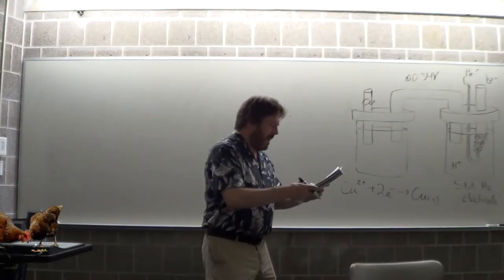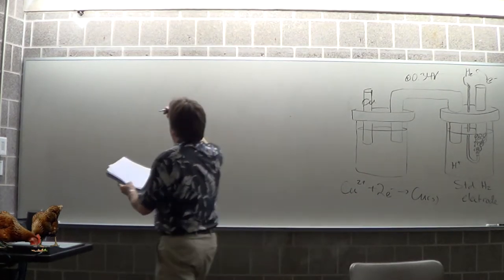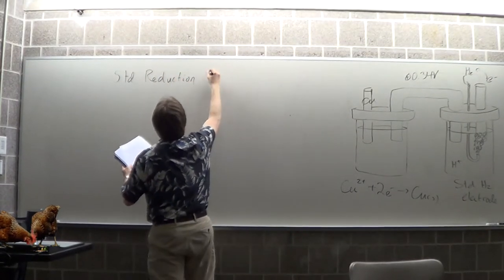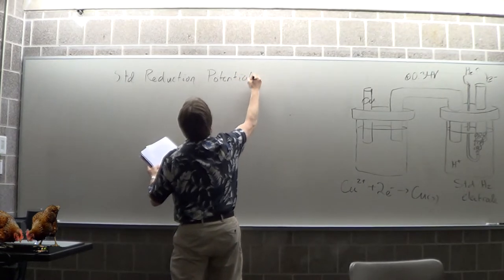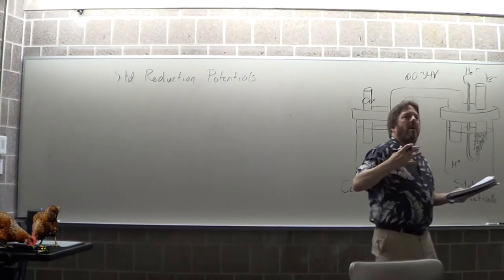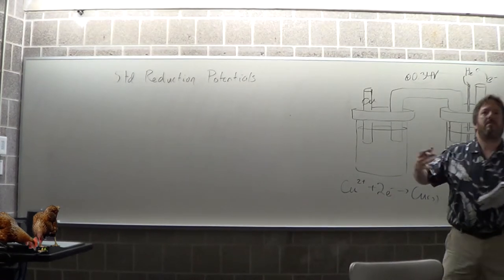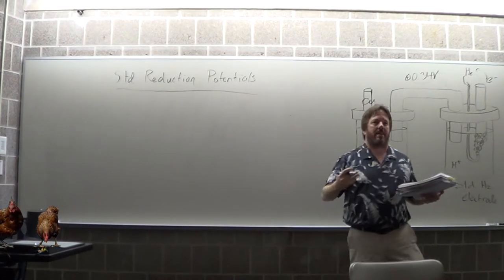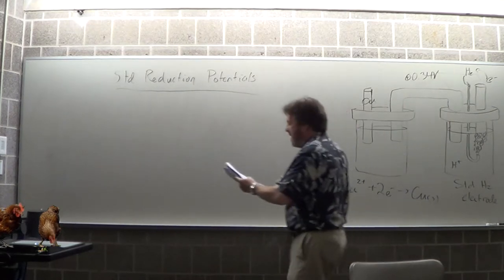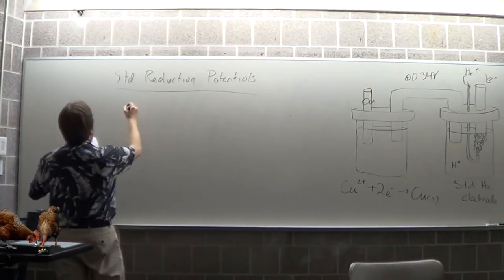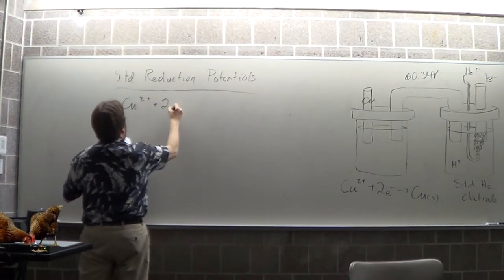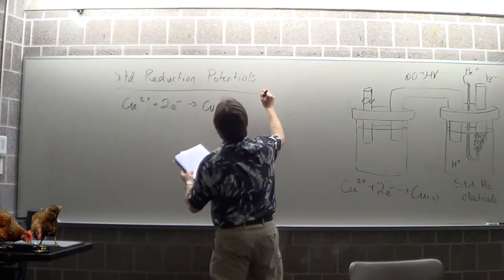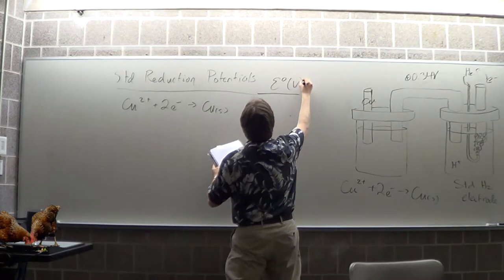Okay, so let me write down standard reduction potentials. So in a Hess's law table, you have delta H of formation, delta G of formation, some other heat capacities, yada, yada, yada. This is the electrochemical equivalent. We're going to show reduction reactions every time. And so this is Cu2+ plus two electrons going to Cu. And then you read out the voltage.